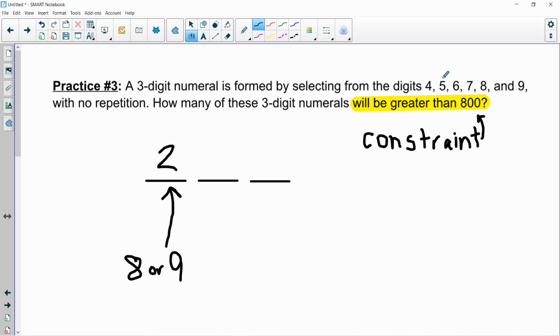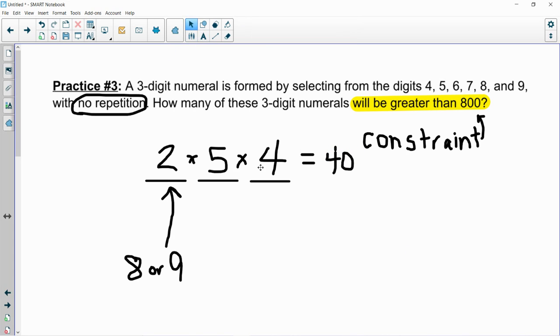So since we had 1, 2, 3, 4, 5, 6 digits to begin with, and we're not allowed to repeat, if I put 1 digit here, now I can put any of the remaining 5 digits here. And once I put a second digit here, I can put any of the remaining 4 digits here. This is the trickiest type of arrangement question when you have constraints. As far as calculating, we are still going to use multiplication. And we wind up here with an answer of 40.